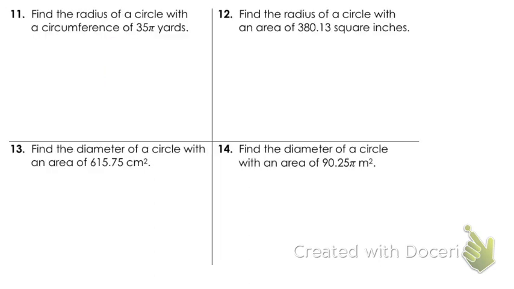Continuing on. Let's do one with the area. So let's do number 13. Find the diameter of a circle with an area of 615.75 square centimeters. Area is equal to pi r squared. So 615.75 is equal to pi r squared. What's my first step in finding the radius? Dividing by pi. So r squared is approximately what?